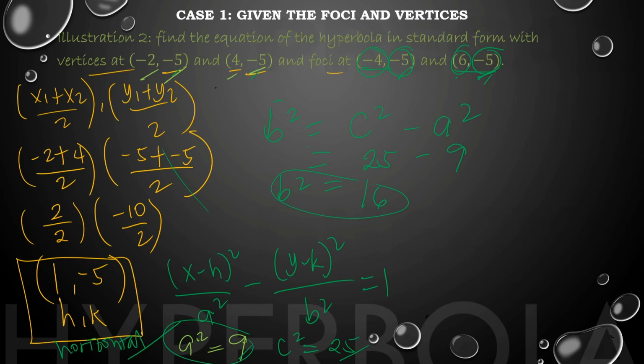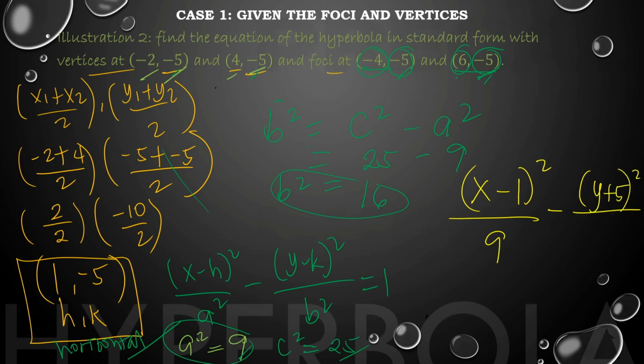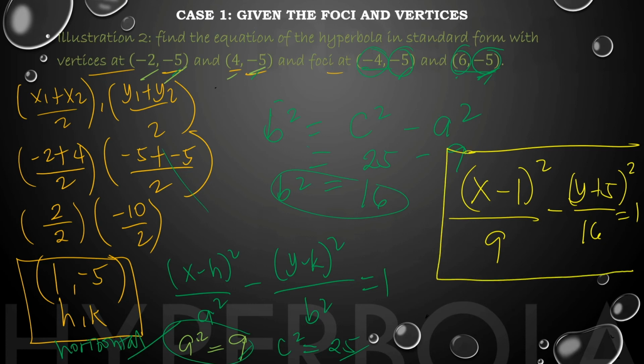So direct sub na lang. So sa siyang horizontal, so yung positive is yung x minus h squared. So yung h pala natin is 1. So x minus 1 squared over a squared, which is 9, minus y natin is, yung k natin is negative 5, so magiging y plus 5 squared over yung b squared, which is 16, is equal to 1. So, ito na yung ating final answer. Final equation.